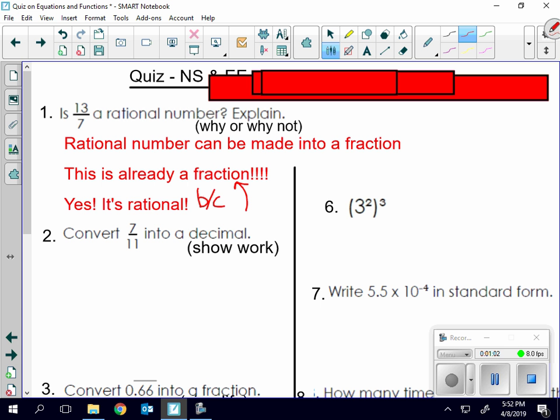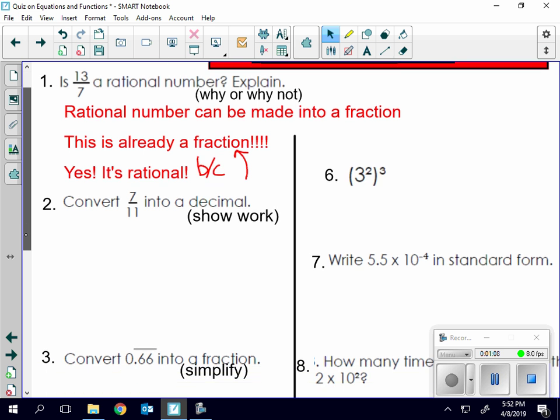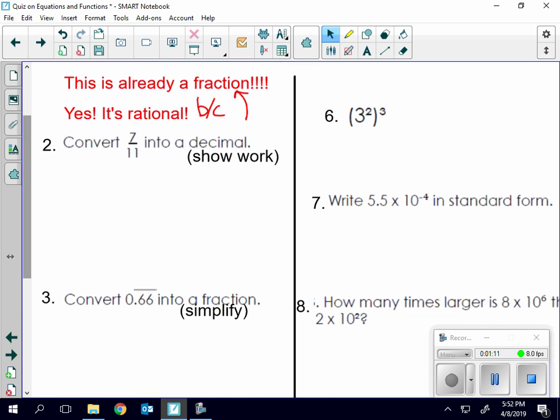Something about the fact that rational numbers are fractions or can be made into a fraction, but of course if it's already a fraction, we don't need to do anything to it. It has nothing to do with being able to convert it to a decimal. Okay, rational can be made into a fraction.